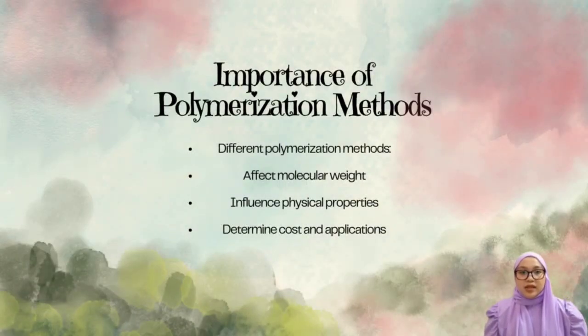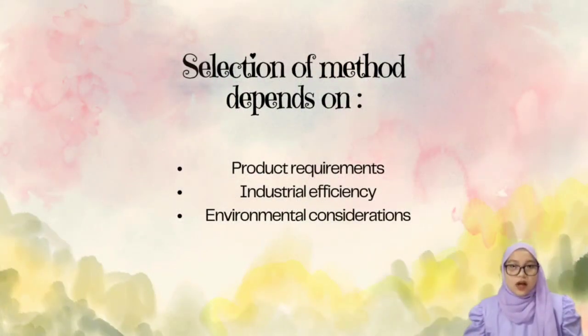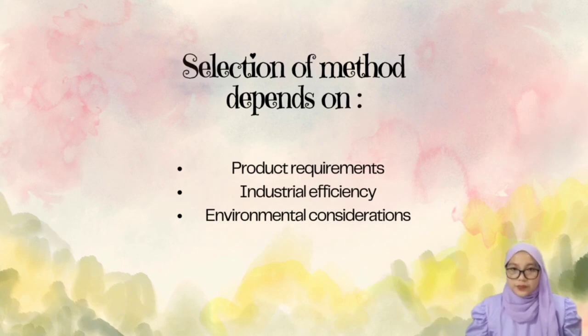Different polymerization methods are used to produce polyethylene, and each method affects the polymer's properties, cost, and application. Therefore, understanding these methods is very important in the polyethylene industry. The selection of the polymerization method depends on several important factors. First, it depends on the product requirements. Different products need different properties such as flexibility, strength, and durability.